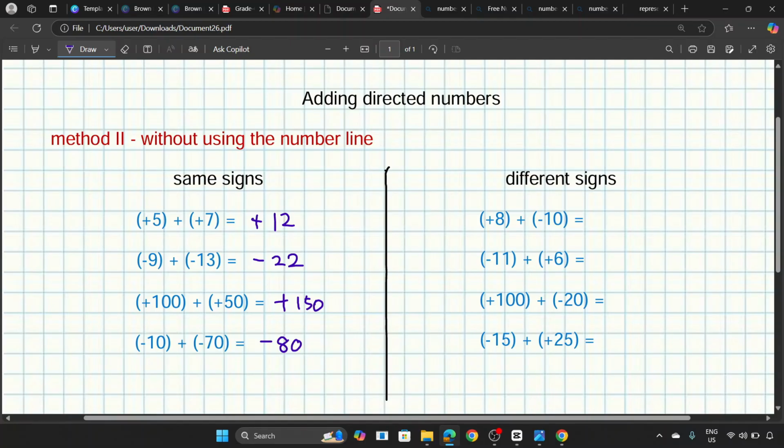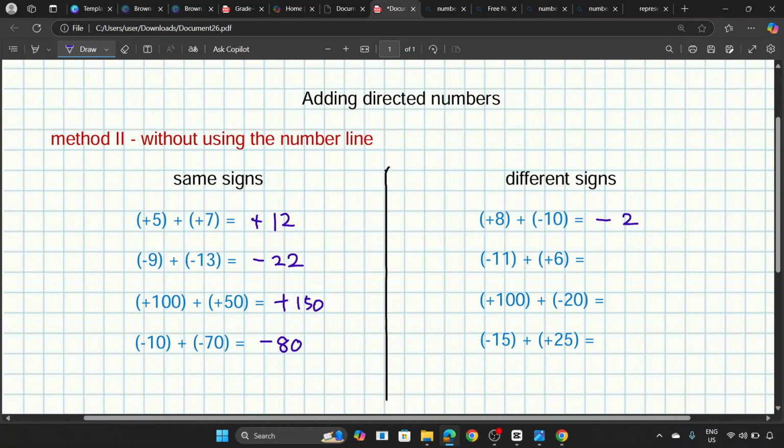So, the largest number is 10. So, we have to write the sign of that number. And here, we have to put the negative mark. Then, because the signs are different, one is positive and one is negative, we do not add. We just subtract these two numbers. You have to subtract the smallest number from the largest number. So in this question, you have to subtract 8 from 10. 8 from 10, the answer is going to be 2.